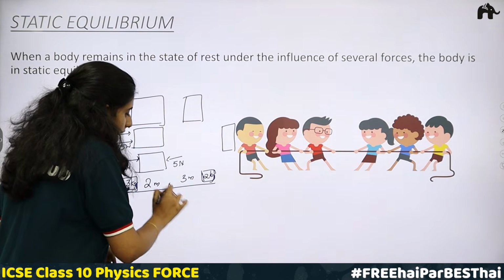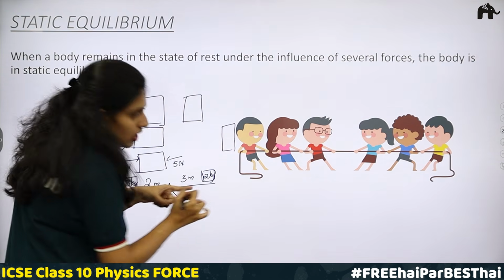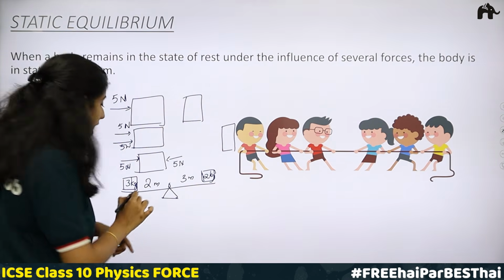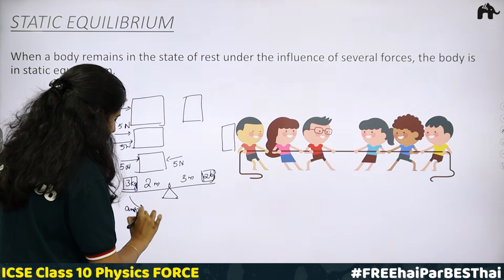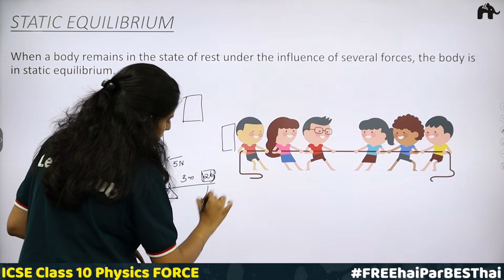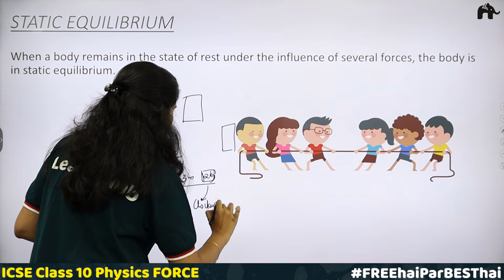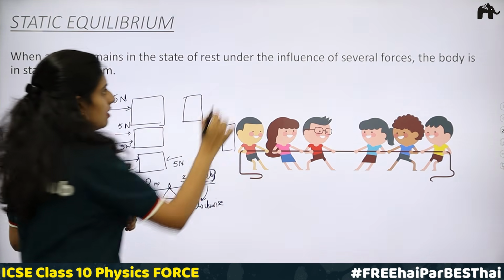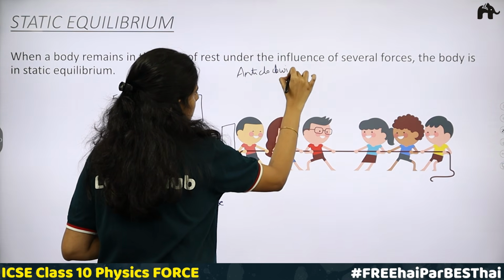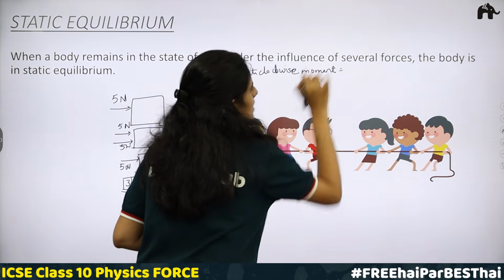But here we have a pivot. Here also it should move downwards. Now here this rotation should be in this direction, which is anti-clockwise. And here it will be in this direction, which is clockwise. Will this rotation happen? I want to know. Anti-clockwise moment. Tell me, what is the anti-clockwise moment in this case?